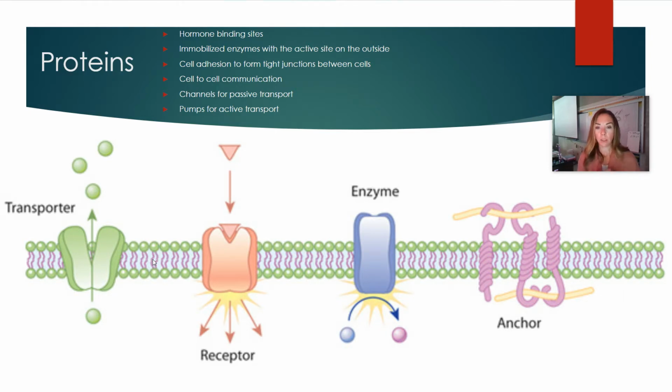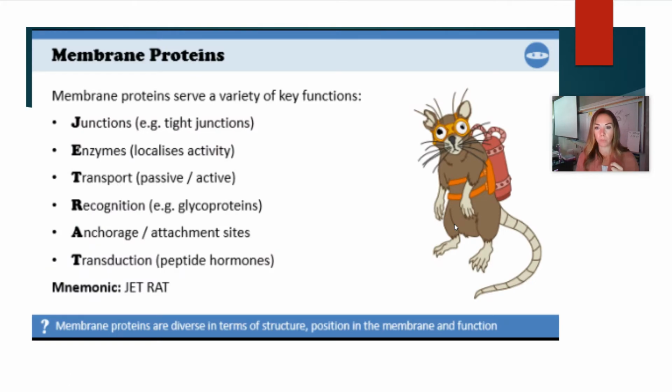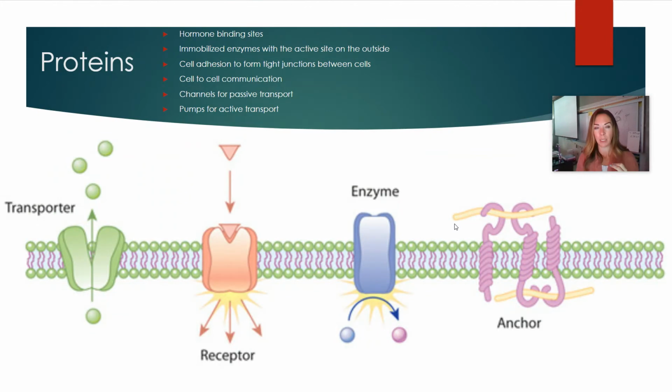So the first one, and on the next one, I have a mnemonic device here for you, Jet Rat, but I'm going to explain these a little bit more. So if you want to pause it, write down the functions, and then unpause and add some extra things. Okay.